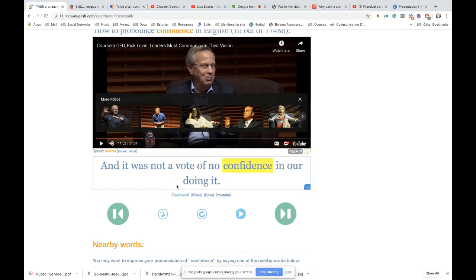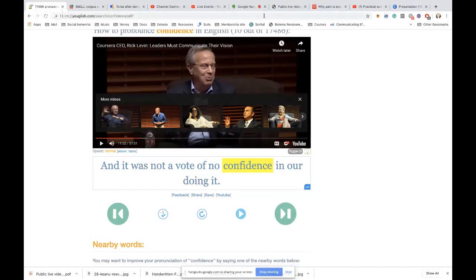If you're a non-native speaker, try to say it this way. And it was not a vote of no confidence in our doing it. Try to pronounce it as fast as he does. Try as many times as you need to understand how it sounds when you say it, because a lot of non-native speakers don't have their articulation muscles trained enough to make these sounds as fast as they need to make them. So a vote of no confidence, that's an interesting one.